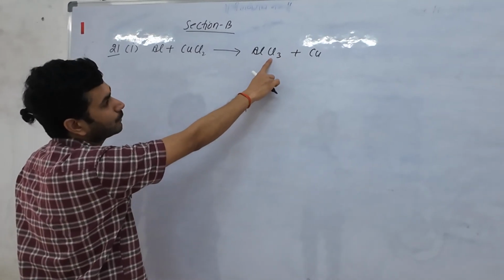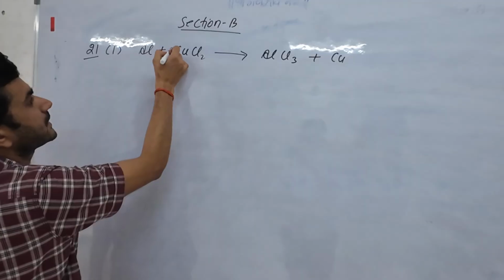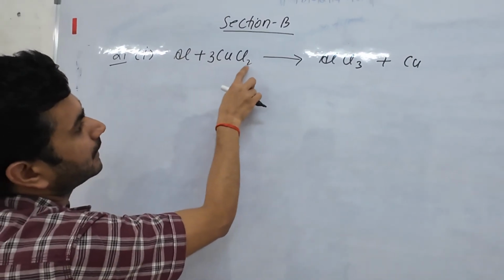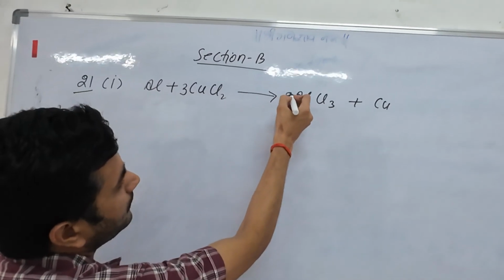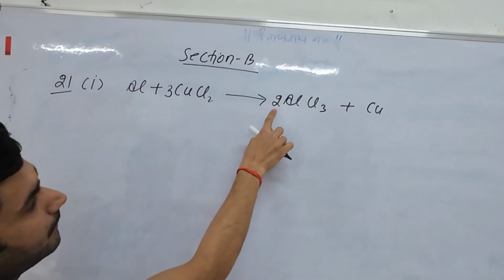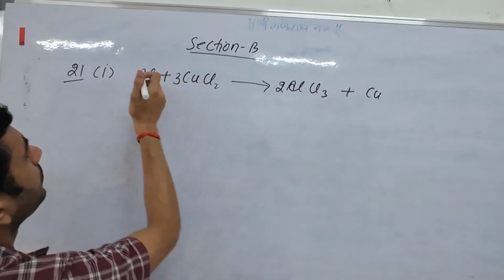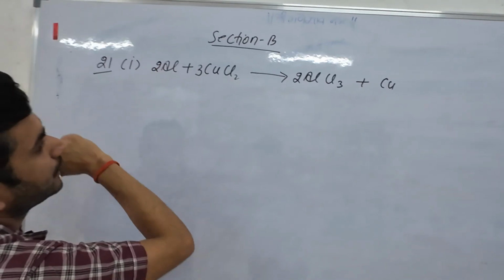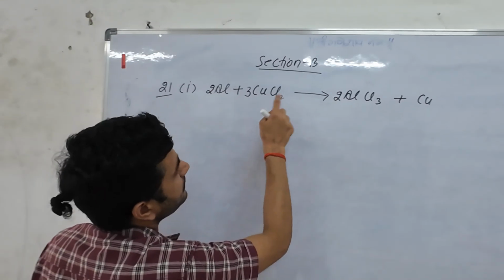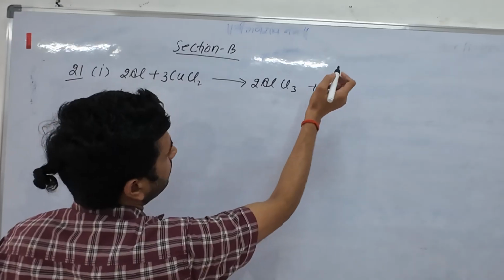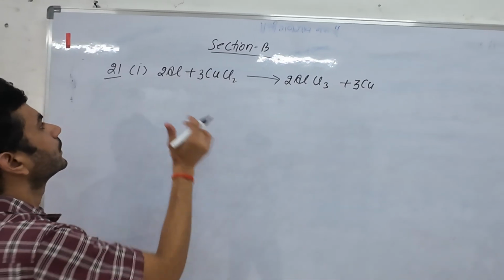So here you can see that chlorine is 3. If you multiply this by 3, the number of chlorine becomes 6, and in order to balance it, on the right hand side we multiply by 2. Now the chlorine is balanced. The aluminium is 2, so here also we multiply the aluminium by 2. Now copper becomes 3, so here also we multiply by 3. Now the equation is balanced.